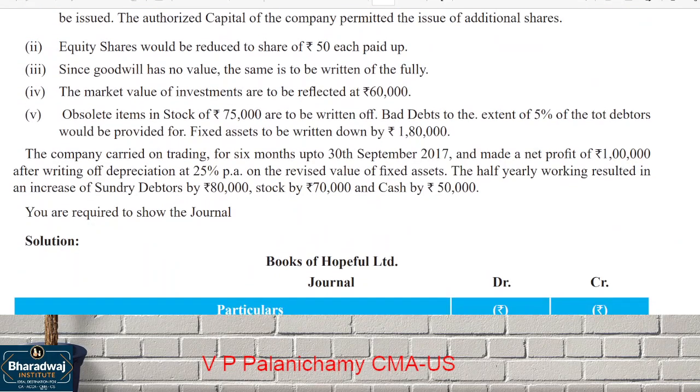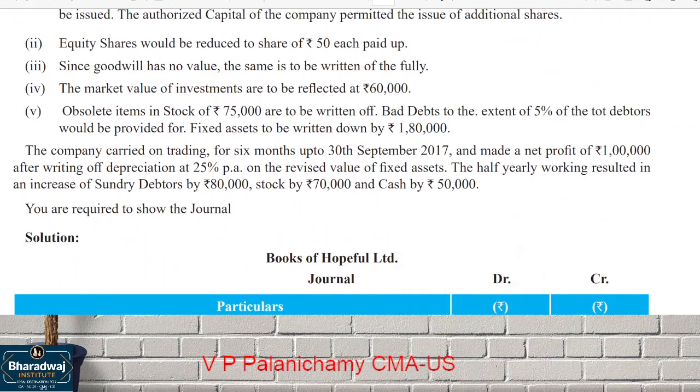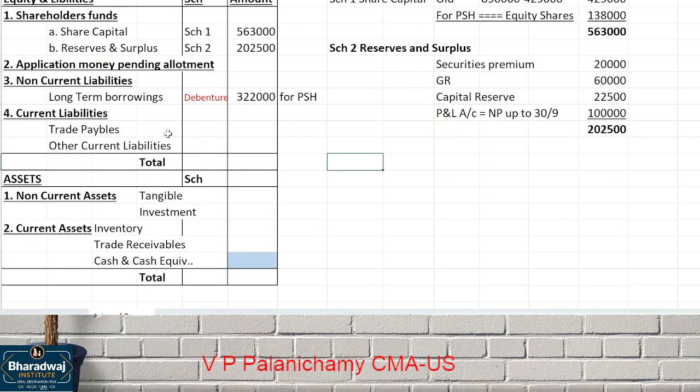Debentures given to preference shareholders will come. Any change in the current assets given? Change in what is given? Debtors, stock and cash are given. Creditors they have not given. Then other current liabilities are not there. Non-current assets.